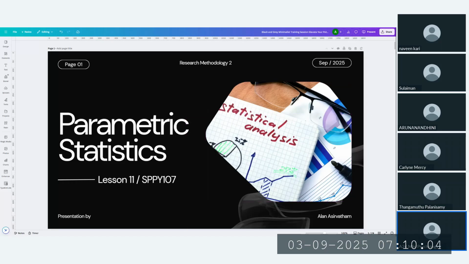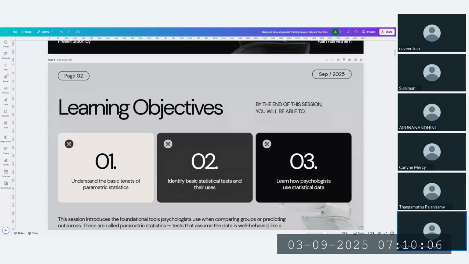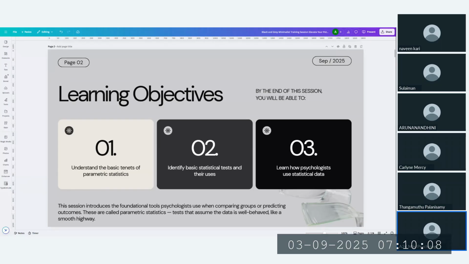Today's learning objectives are primarily: first, we will understand the basic tenets of parametric statistics. What does it mean? The second thing we are going to do is identify the basic statistical tests and how they are used. The third is we are going to learn how psychologists will use these statistical tests and data. So these are our three broad learning objectives.